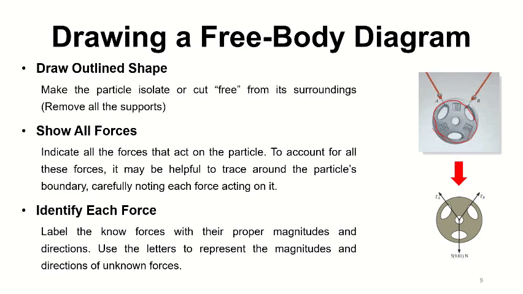If we want to draw the free body diagram of this, the first thing we should do is remove these two cables and make it isolated, and draw the outline shape of the steel wheel. Then you should indicate all the forces that act on the particle.